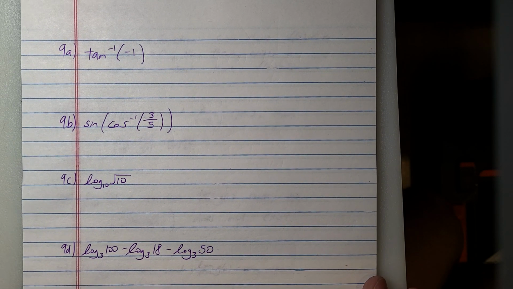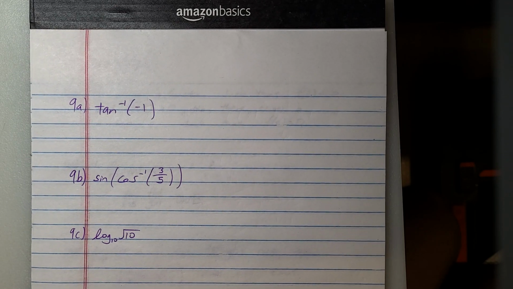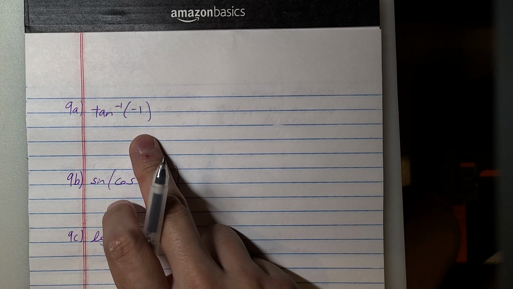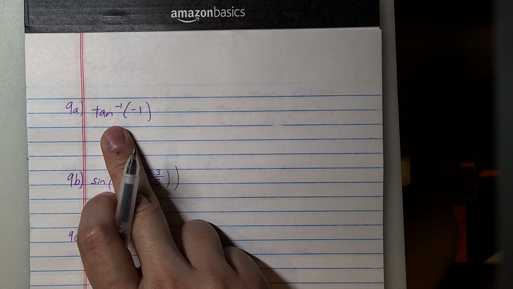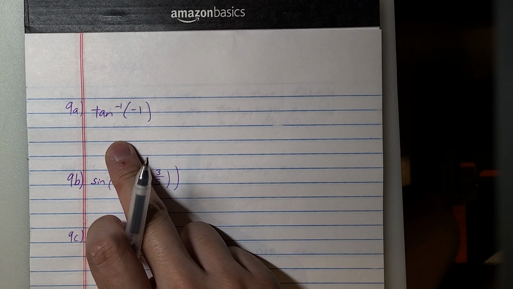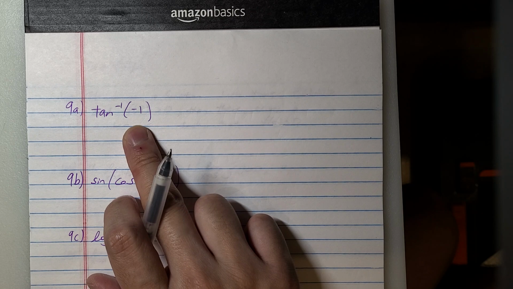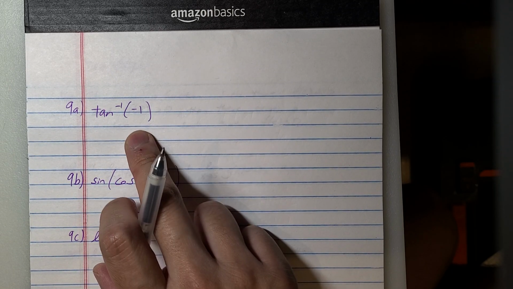Next, here we're just asked to evaluate these expressions. It should be quite straightforward. First one, arctan of -1. Remember, when we're finding the arctangent or arcsine or arccosine, arc whatever, we're finding an angle. So what angle gives us a tangent of -1?